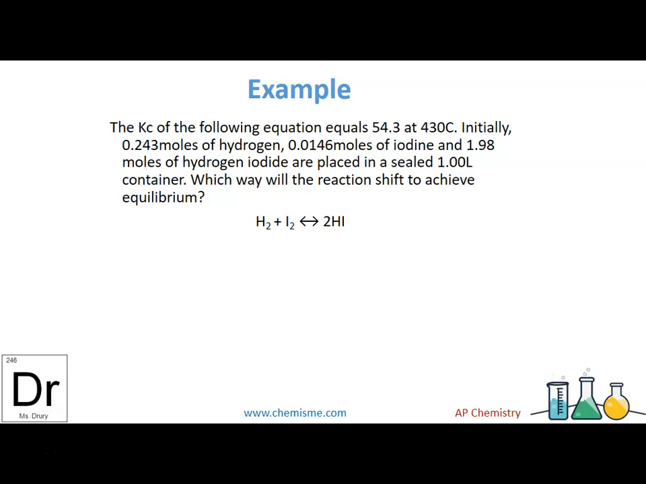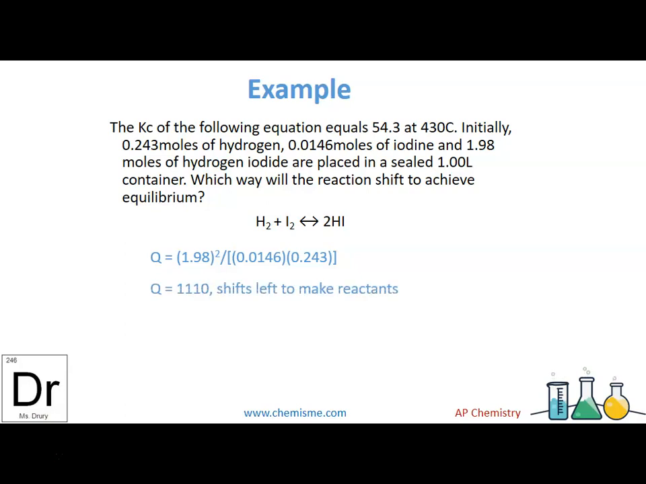And they're placed in a 1 liter container, which is important because remember Kc can only use concentrations, so that changes all these moles into molarities. Which way will it shift to achieve equilibrium? So what we're going to set up is our products over reactants, which is HI squared over H2 times I2, and plug the numbers in.